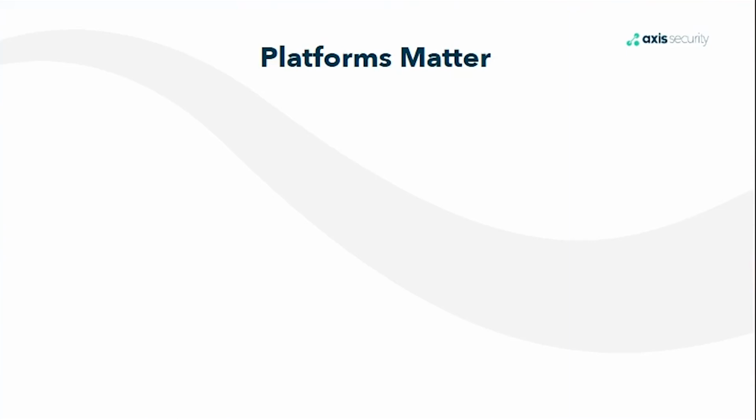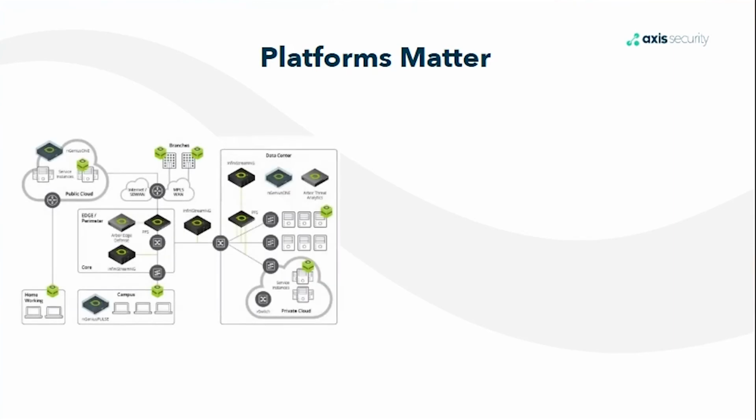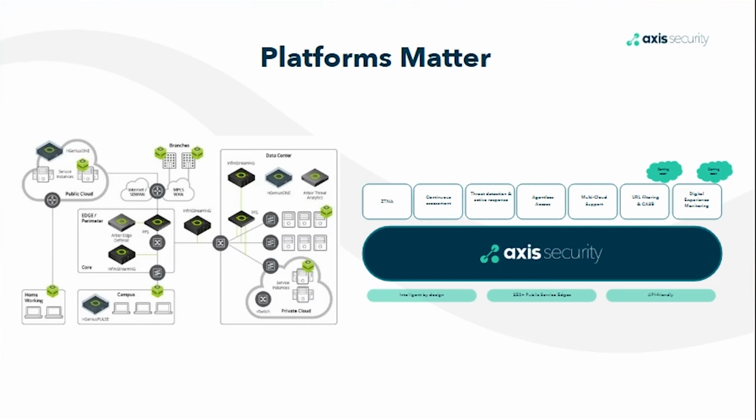Now, I mentioned a few times that platforms matter, and they absolutely do. When it comes to delivering applications, they do. At Axis, we sit at the intersection of your network, your security, and most importantly, your user experience. If the service doesn't deliver, the business will come to a stop. That is why in your journey to transformation, you need to take a deep look under the covers. You need to ask how the platform is built.